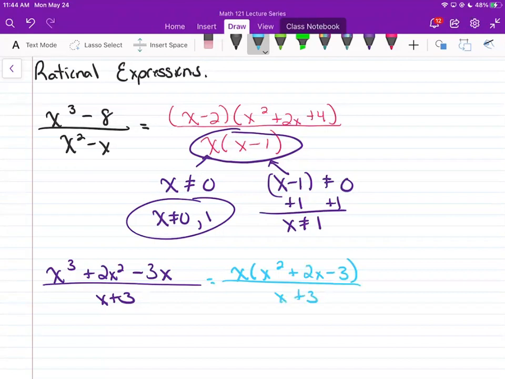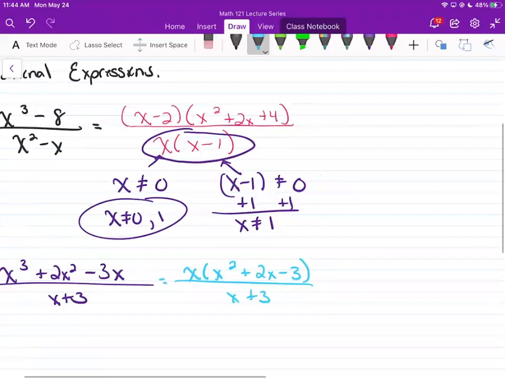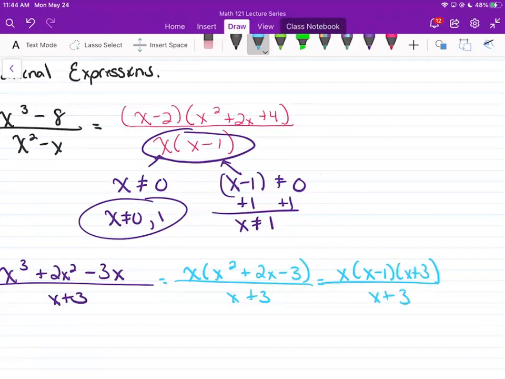Those 3 terms tell us to use the AC method, which if you need a review, you can go back to that video. But if we factor using the AC method, we end up with x minus 1, x plus 3, all over x plus 3. Now we go to step 2, which is cancel. These are like terms, so we can cancel here, and our simplified form is x times x minus 1.